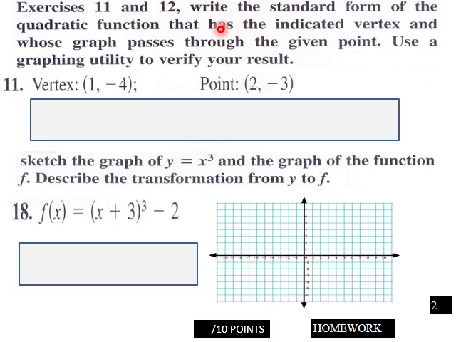Page 2. Standard form of quadratic that has the indicated vertex and whose graph passes through the given point here. Use a graphing utility or graphing calculator to verify your result. So we're looking for a standard form of quadratic function. And then down here, sketch graph y equals x cubed and the graph of the function f. Here's your function f here. Describe the transformation from y to f.